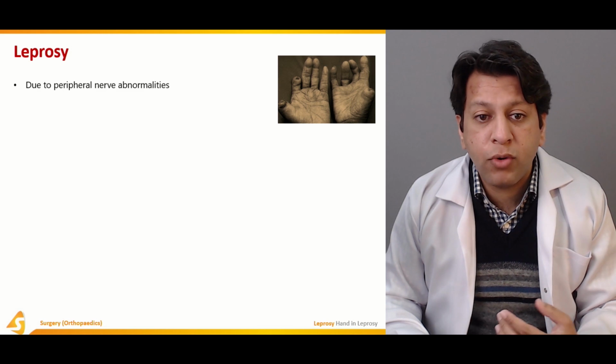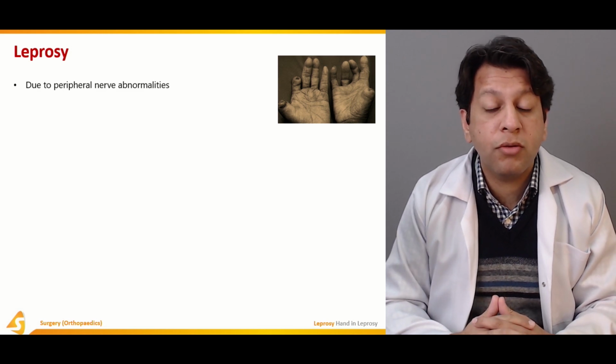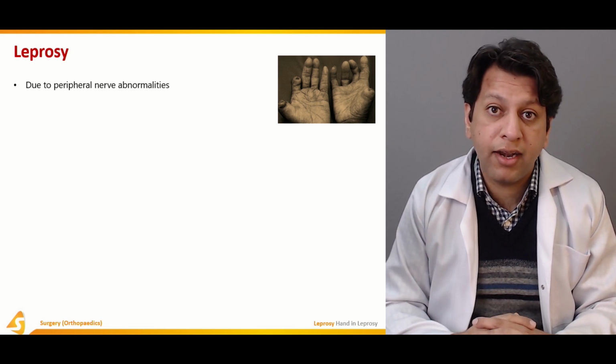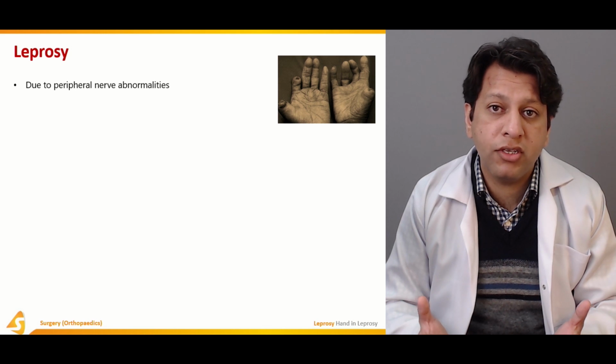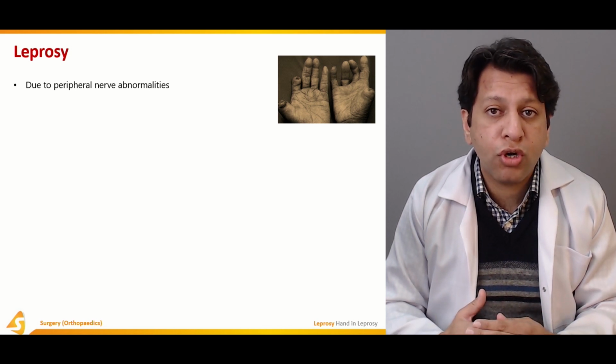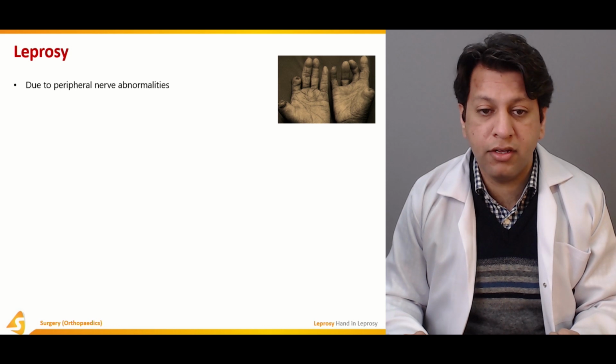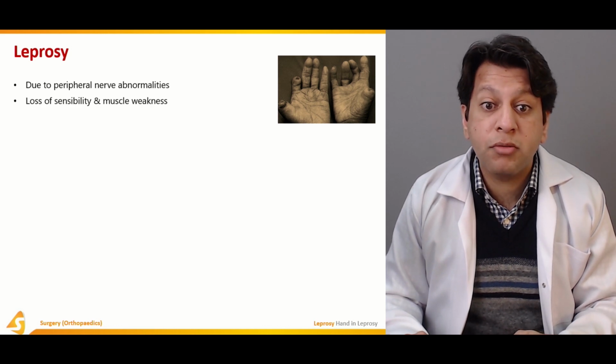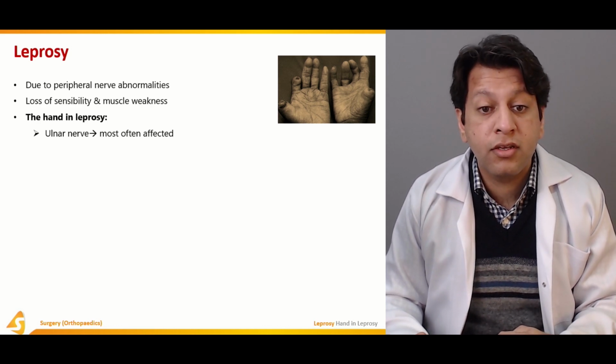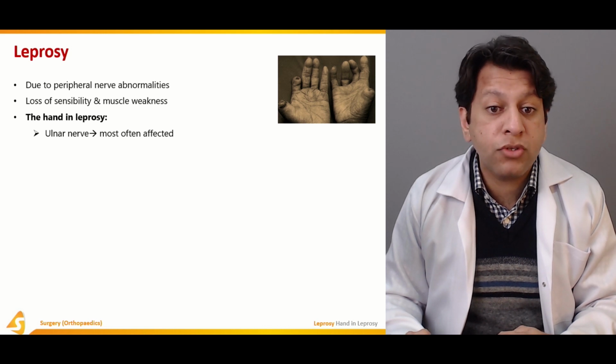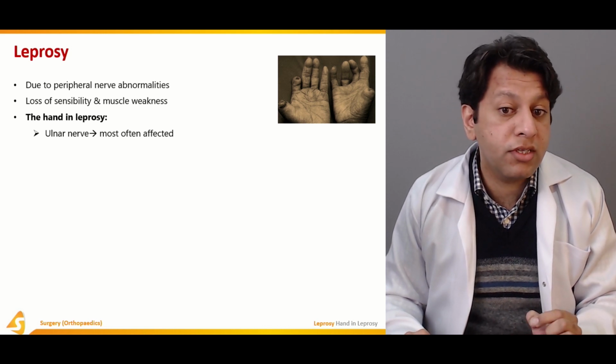So in hand, what happens is, as you know, it's due to peripheral nerve abnormalities. It's kind of a peripheral nerve lesion, and the most commonly affected nerve is the ulnar nerve. There is a loss of sensibility and muscle weakness. The hand in leprosy, the most commonly affected, as I told you, is the ulnar nerve.